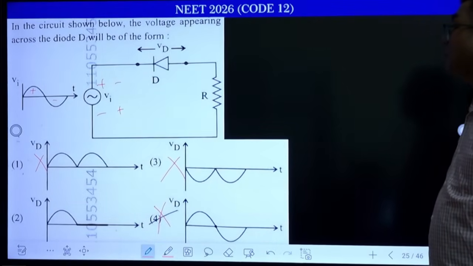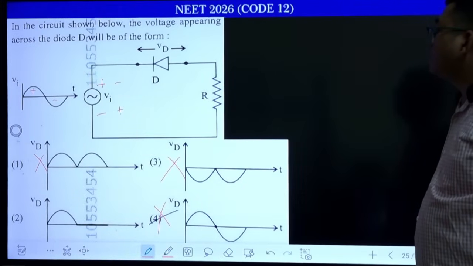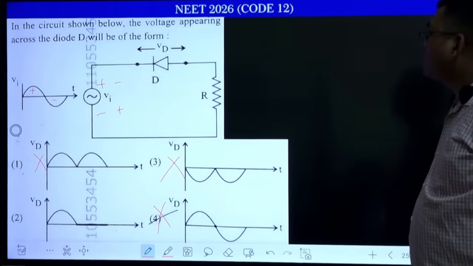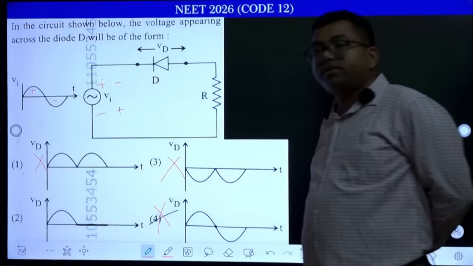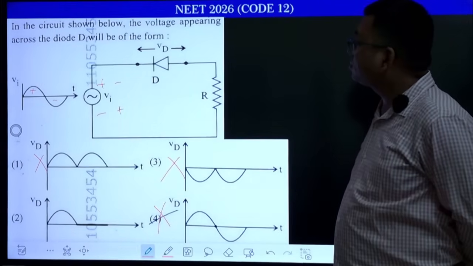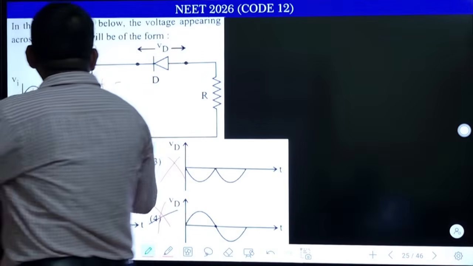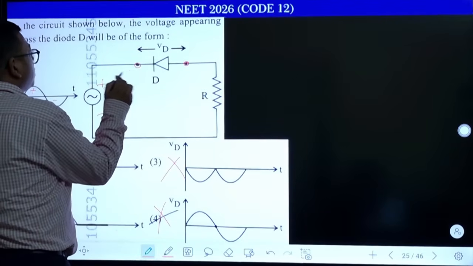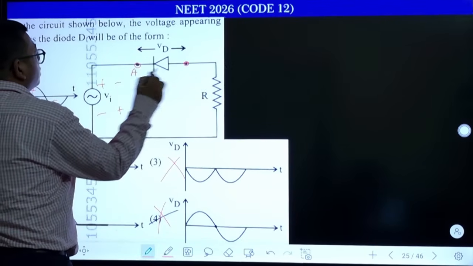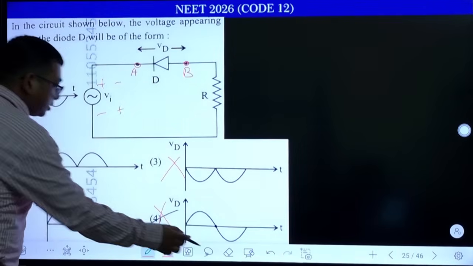During half cycle, negative positive, during half cycle definitely it will come, but during the first half cycle it becomes reverse bias. Reverse bias means what? There is no current. No current means the potential difference across these two points they are taking. Suppose this is point A, this is point B.